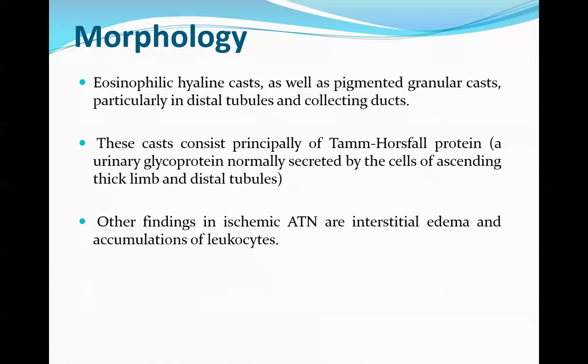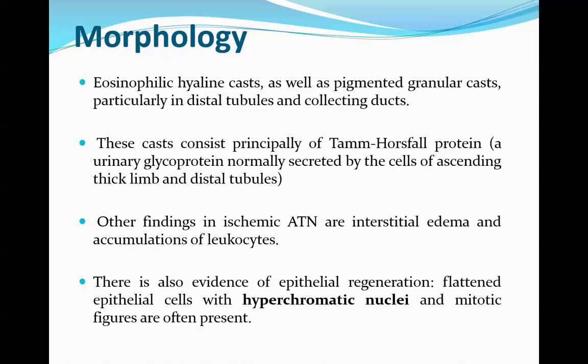Other findings in ischemic ATN are interstitial edema and accumulation of leukocytes, because of the back pressure it is accumulating in the interstitium and an inflammatory process is going on. There is also evidence of epithelial regeneration. So if you see under the microscope, you will see that the tubular epithelium is being regenerated. Flattened epithelial cells with hyperchromatic nuclei. Hyperchromatic nuclei means regeneration process is going on. Also, mitotic figures are often present.